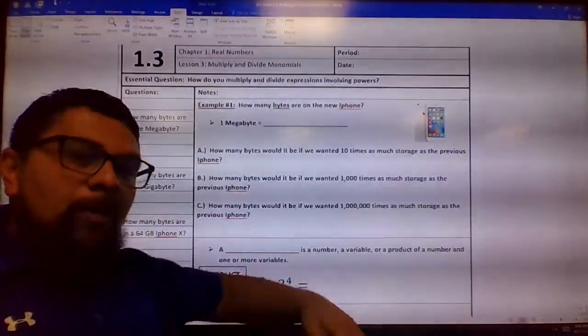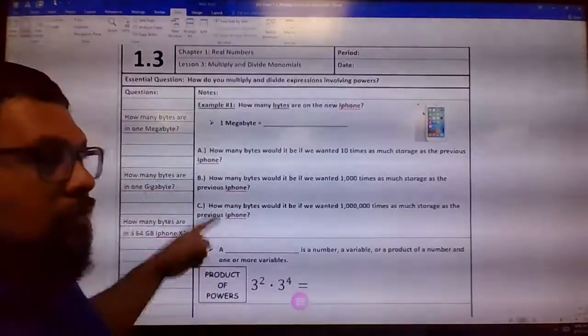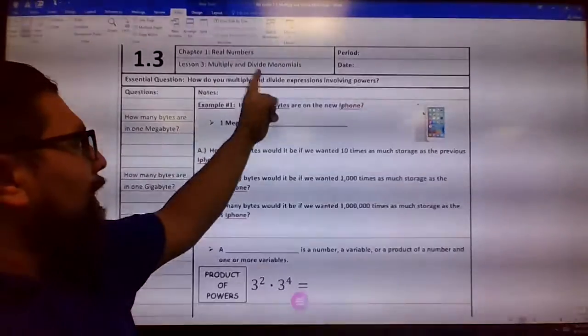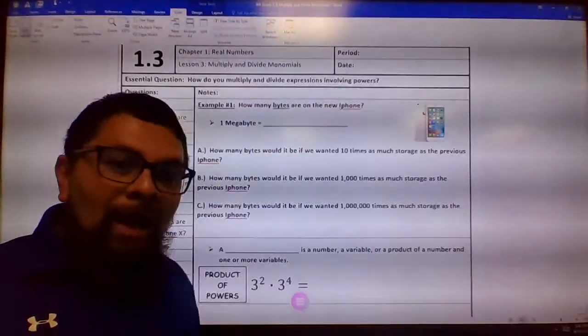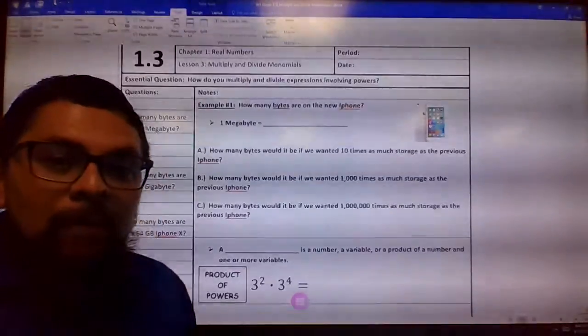All right, but before we finish it, let's go ahead and recap our essential question again. Our essential question for this lesson is, how do you multiply and divide expressions involving powers? How do you multiply and divide expressions involving powers?